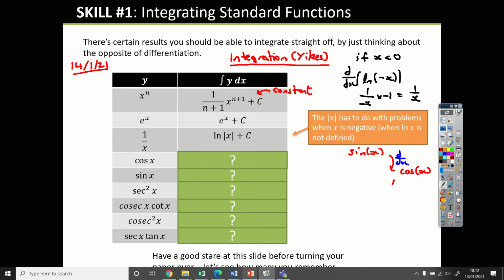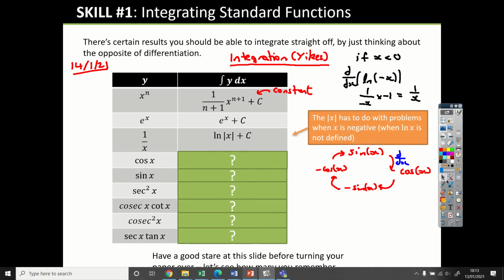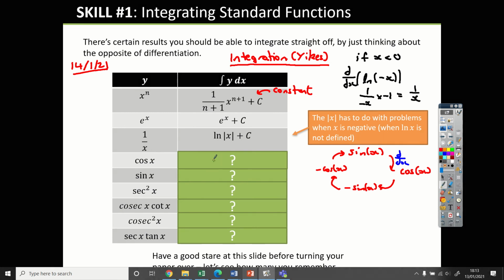And then cos of x differentiates to minus sine of x, which differentiates to minus cos of x, and then back to the beginning again. Okay, so if we're integrating then, you've got to remember to go around this cycle the wrong way. We're going against the arrows to integrate. So that means cos of x is going to integrate to sine of x. Sine of x integrates back round to minus cos of x.